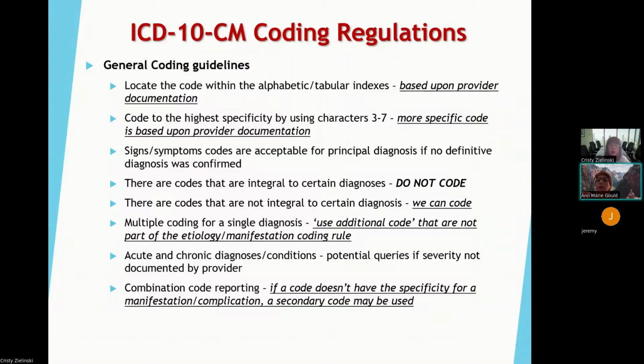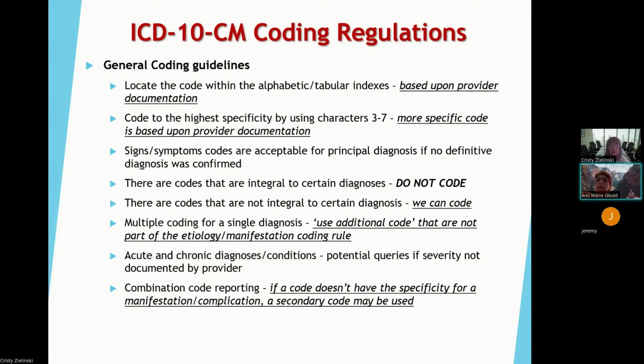Multiple coding for a single diagnosis. Use additional codes that are not part of the etiology manifestation coding rule. So there are other codes that you may be able to capture from the etiology and manifestation coding rules. So you can capture those. Like I said, you always want to go back to your nosology, your edits, to see Excludes 1. You can't code that here. Or is it an Excludes 2? Then you'll be able to code it.